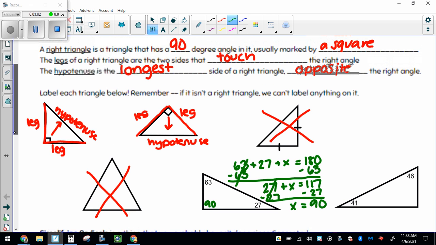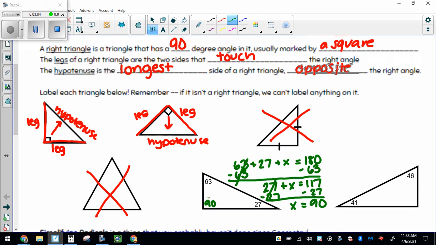Now, this is a right triangle. Even though it doesn't have the little square, 90 degrees is what makes a right triangle. So this and this are the two sides touching the right angle. So this is a leg and this is a leg. And then let's see, I'll kind of color code here. This side right here, across from the 90-degree angle, this is the hypotenuse.